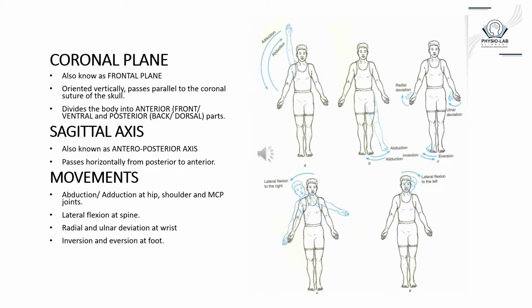The movement in the coronal plane occurs around sagittal axis. It is also known as the antero-posterior axis of rotation. It passes horizontally from posterior to anterior of the body.